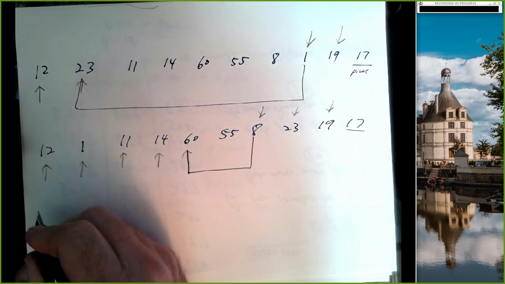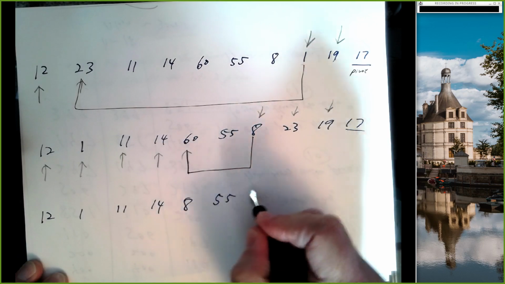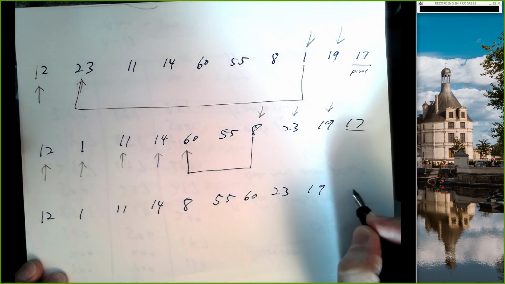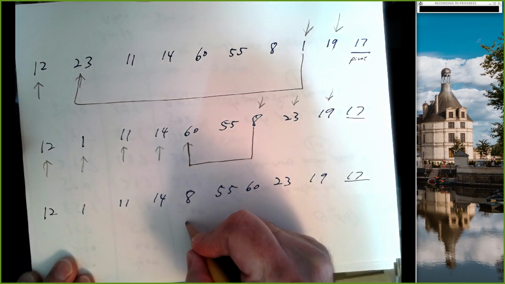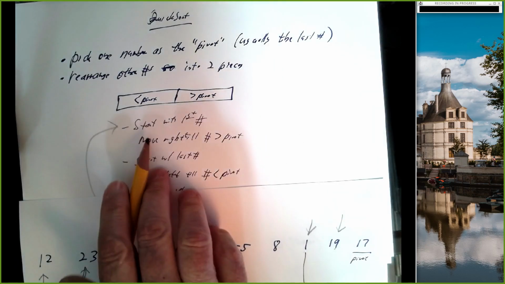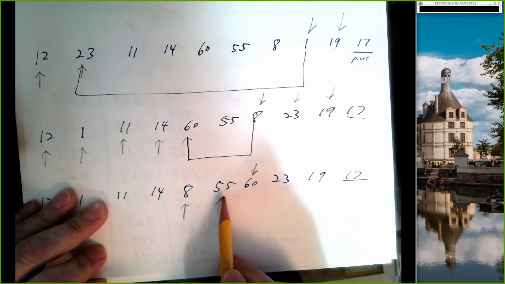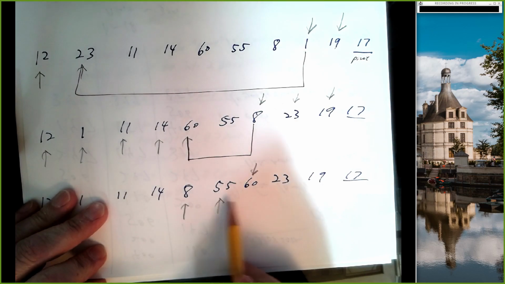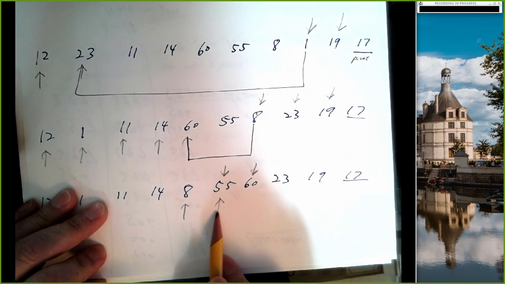So now our array looks like this. 12, 1, 11, 14. The 8 came over here, 55. The 60 came over here, 23, 19. 17 is our pivot. And our current index was here and here. And we're going to go back and continue doing this. So we're going to move to the right. And there's a number that's bigger than our pivot, that's a problem. And we're going to move to the left here. When we move to the left, we're pointing to the same number that we were pointing to moving from the left. And so we are done.